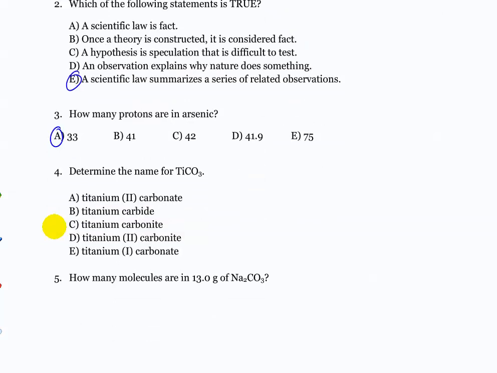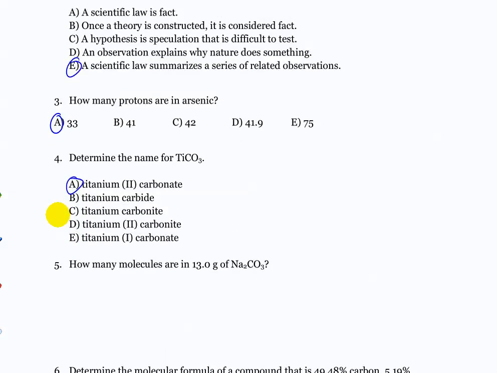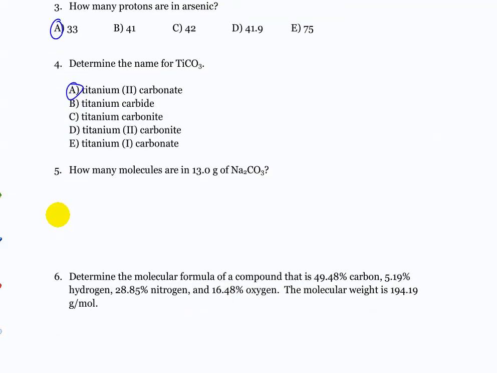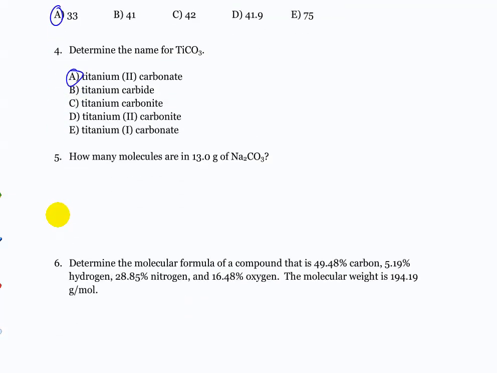Name for TiCO3. It's A, titanium 2. You know it's 2 because carbonate's a 2 minus anion. So whenever you have a metal that can have different oxidation states, you have to go by the anion.